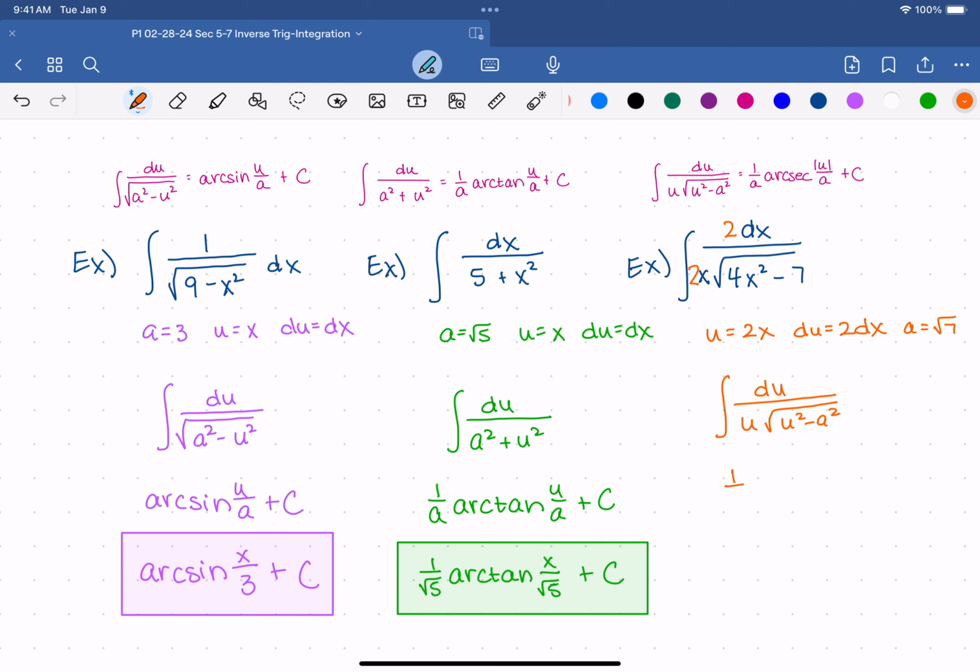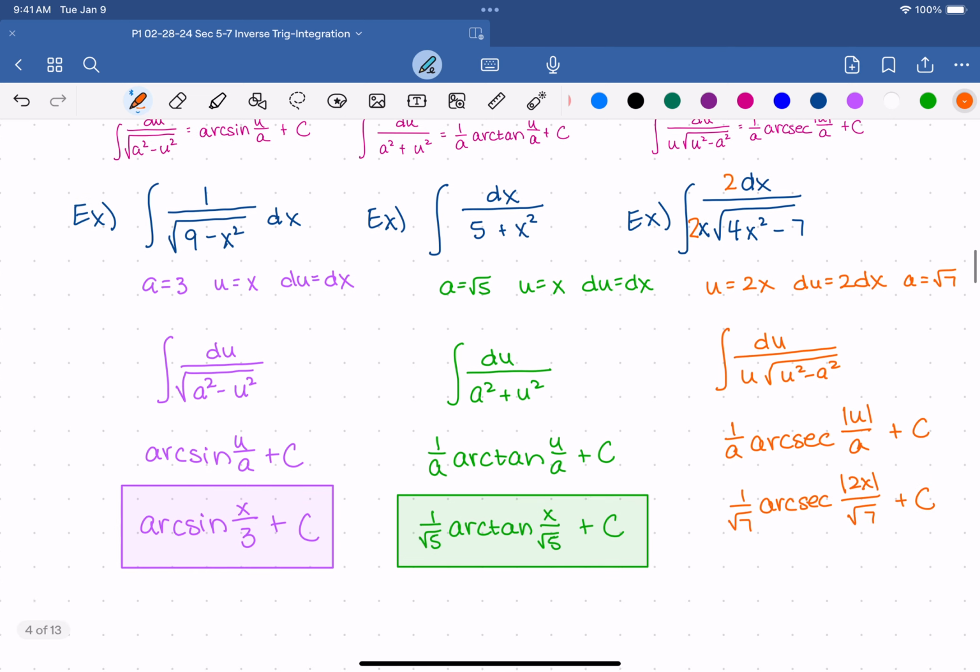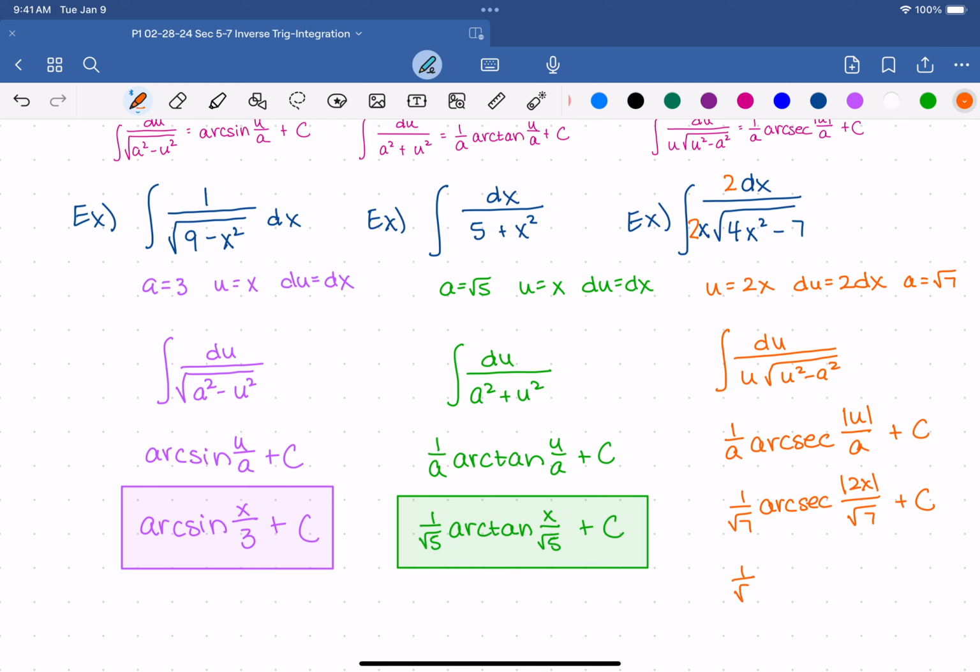But now filling into the formula, we know the answer would be 1 over a, arcsecant absolute value of u over a plus c, and plugging in our values, we have 1 over the square root of 7, arcsecant absolute value of 2x over root 7 plus c. And a little something, I'm not rationalizing my denominators. You don't have to know how to do it. We can take that 2 out of the absolute value and write it like this.